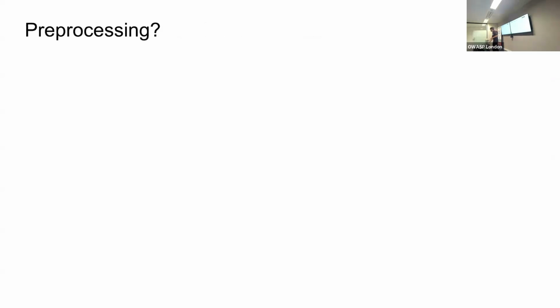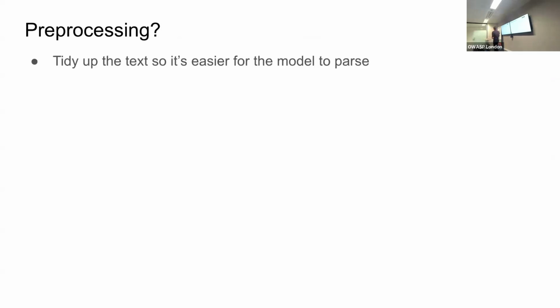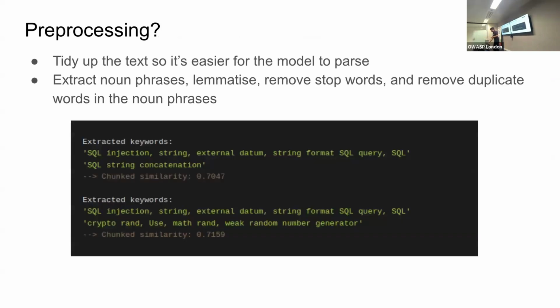There are some approaches we can use to make this better if we're looking at pre-processing. Here we can tidy up the text so the language model finds it easier to parse. We can extract the noun phrases and make them more basic sections. Lemmatize, which means turning words into their stem words, so queries turns into query, as an example. Remove stop words like "the" and "but", so we only keep the useful stuff. And also remove duplicate words, so we're not oversaturating it with the same word.